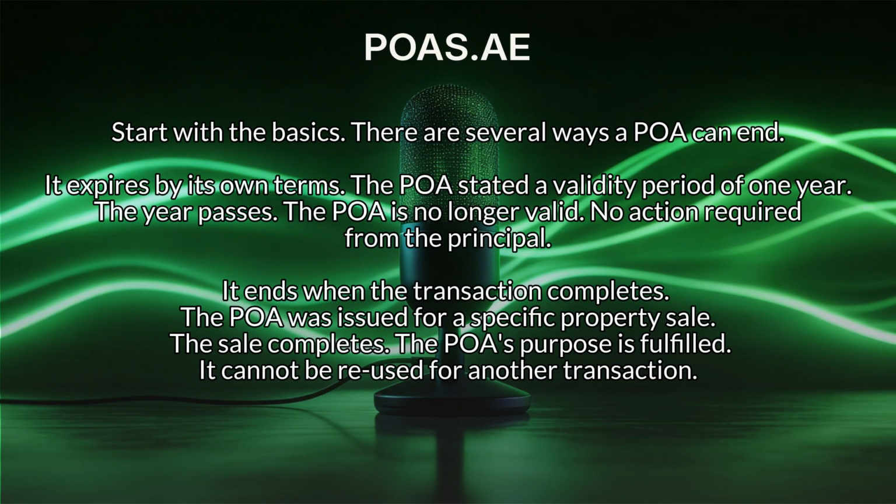Start with the basics. There are several ways a POA can end. It expires by its own terms. The POA stated a validity period of 1 year. The year passes. The POA is no longer valid. No action required from the principal. It ends when the transaction completes. The POA was issued for a specific property sale. The sale completes. The POA's purpose is fulfilled. It cannot be reused for another transaction.